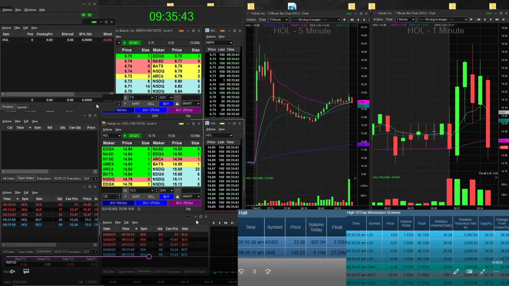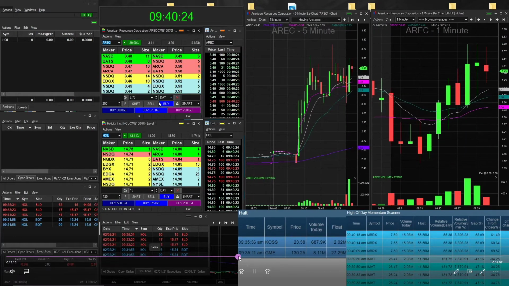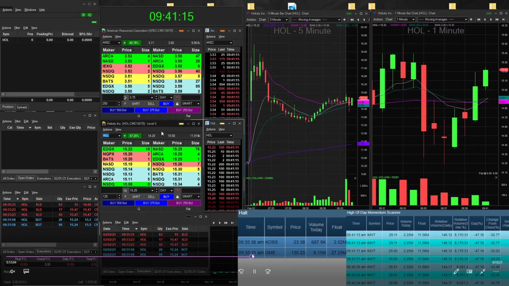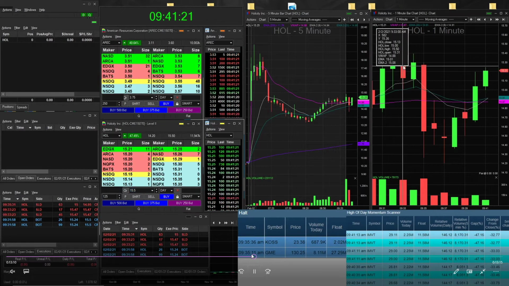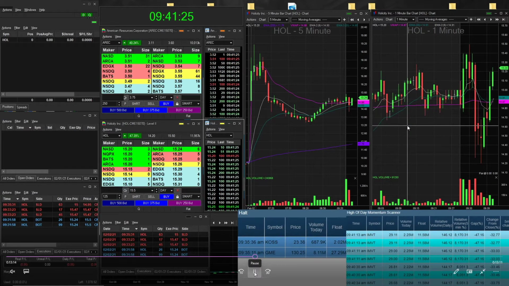Looking at the next trade, that is at 13:15. Alright, so the next trade is on AREC. Let's look at the chart when we pull it up.